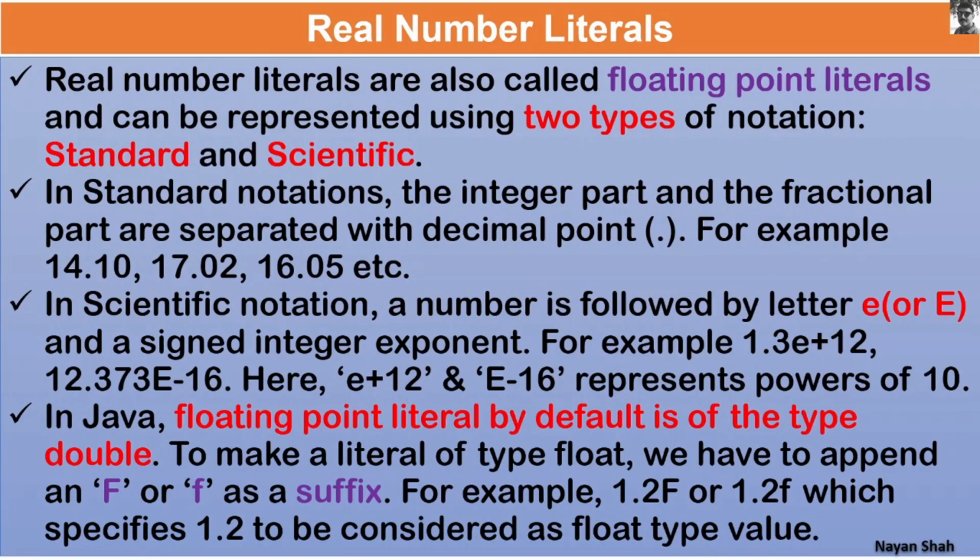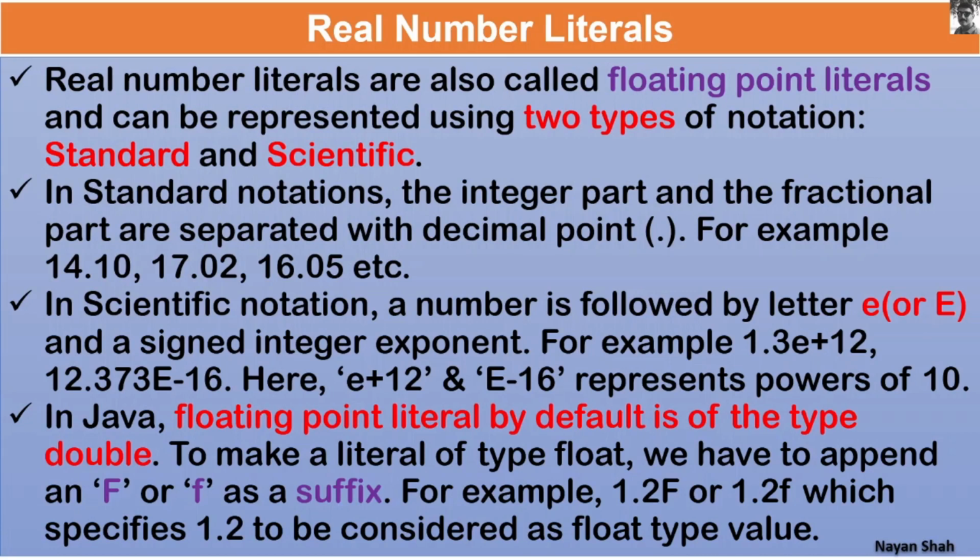Real number literals are also called floating point literals and can be represented using two types of notation, scientific notation and standard notation. Standard and scientific notation are the two different types of notation where we can represent a number with a decimal point. In standard notation, the integer part and the fractional part are separated with a decimal point. For example, 14.10, 17.02, 16.05, etc.